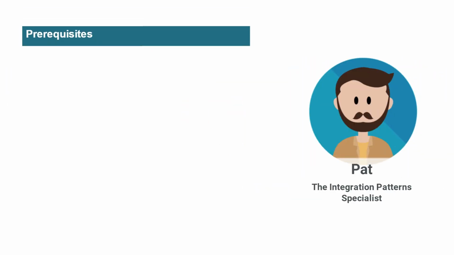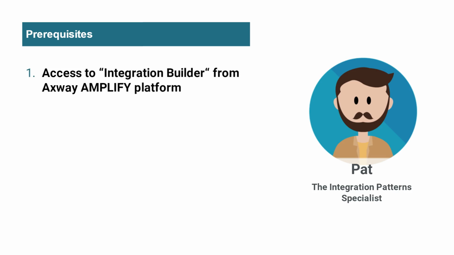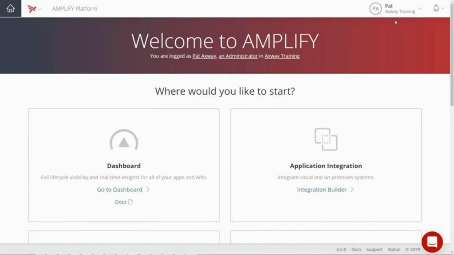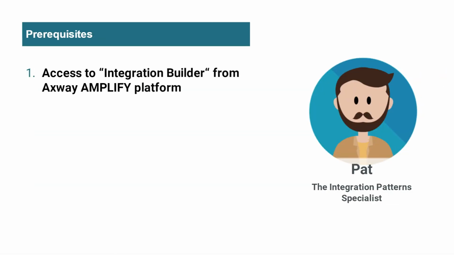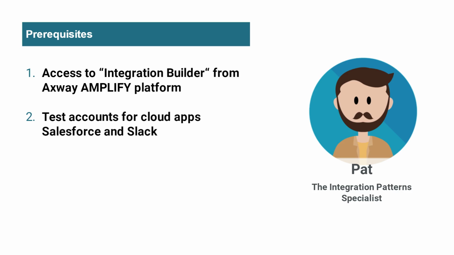Before we get started, let's check to see that we've got everything ready for this integration. First, you'll need an account on Axway's AMPLIFY platform with Integration Builder. Simply check if you can connect to platform.axway.com and that you can open Integration Builder from the home page. Then, you'll need to make sure that you have access to your cloud apps and that they allow application integration. In this video, we will use Salesforce and Slack.